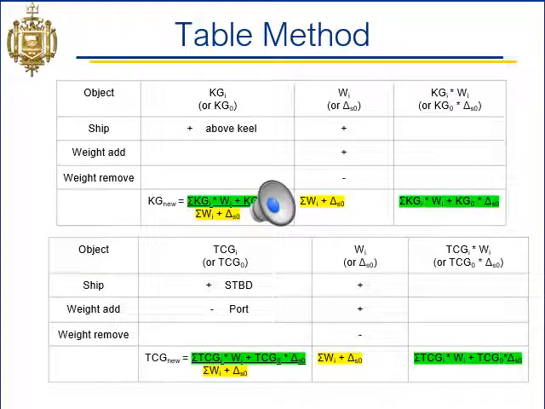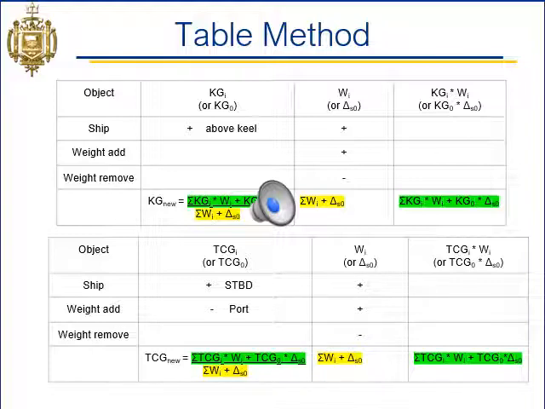This slide shows the table method that you may want to use as you're trying to solve these problems as a way of organizing your work. So the column on the left shows the object itself. So for all these problems, you're going to have some original ship, and then you may have a weight that you're adding, a weight you're removing, or you could have a weight that you're shifting as well. In this table, we just have three objects. We have the original object, the ship, and then we're going to add a weight and remove another weight.